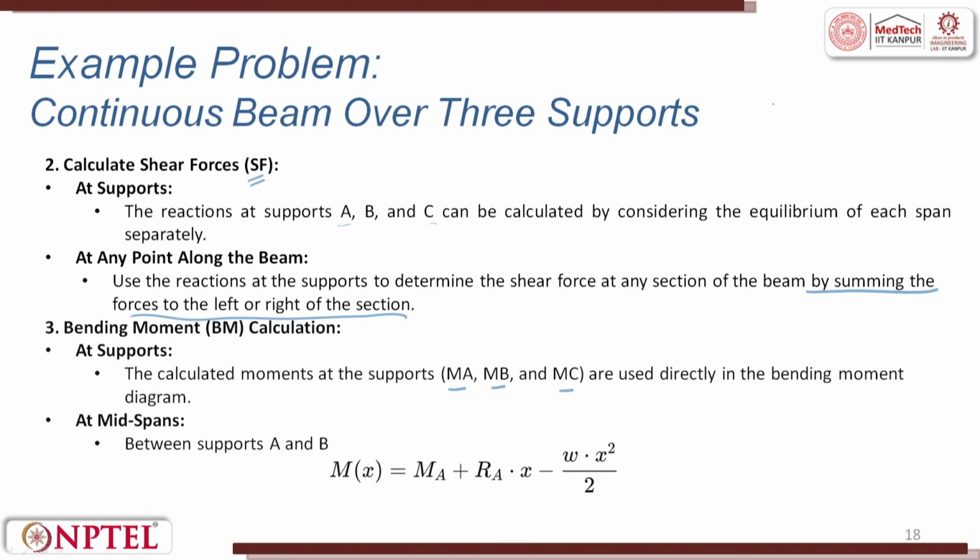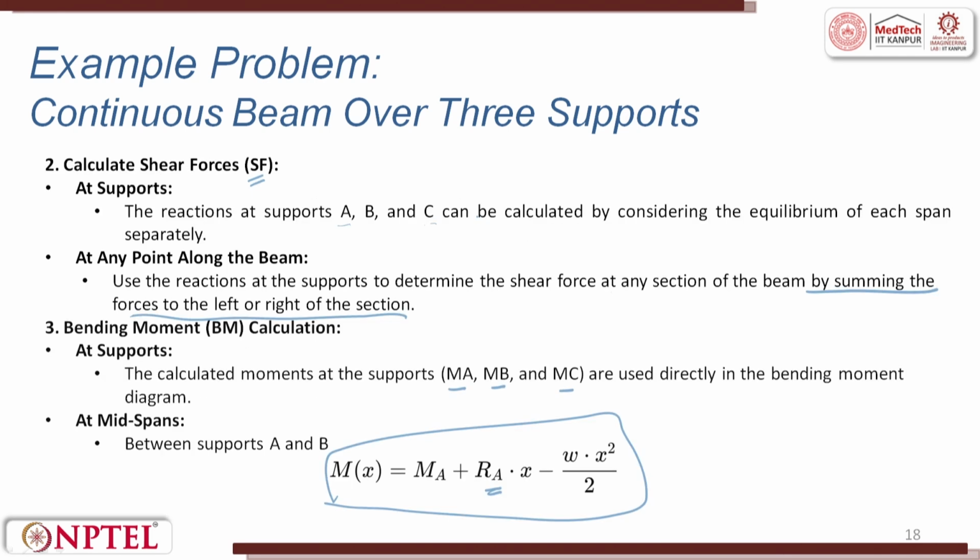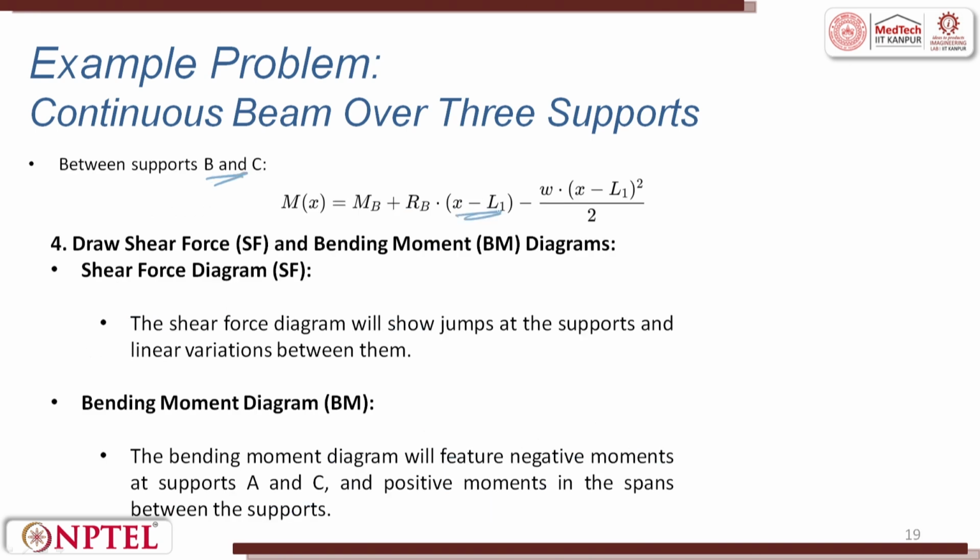You have bending, so you will have a force diagram, a load diagram, a shear force diagram and a bending moment diagram. So, bending moment we are calculating. At the midspan between A and B, Mx will be equal to moment at A plus reaction at A into x minus W into x square by 2. X you can try to replace with the length. When you go to B, it will be MB plus RB into x minus L1 minus whatever is the x. So, here the x is replaced by x minus L1.